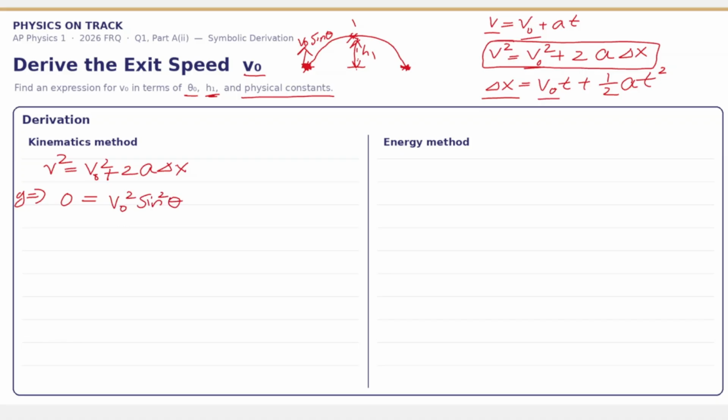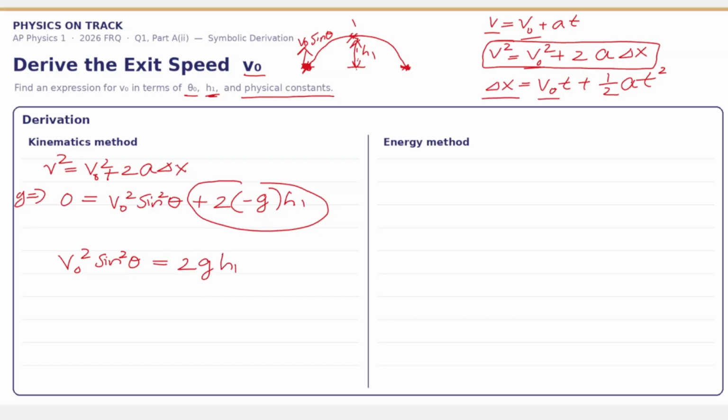sine squared theta plus 2 times the acceleration in the y direction, which is not g, it is negative g because it's in the downward direction. So times negative g, and the displacement now is in the upward direction, that is positive. So you can write h1 here. Now the only thing is we can simplify this. This whole term is negative, so you can move that to one side. So the equation becomes v0 squared sine squared theta equals 2 times g times h1. Then you can take a square root to remove that square. So you'll have v0 sine theta equals square root of 2gh1.